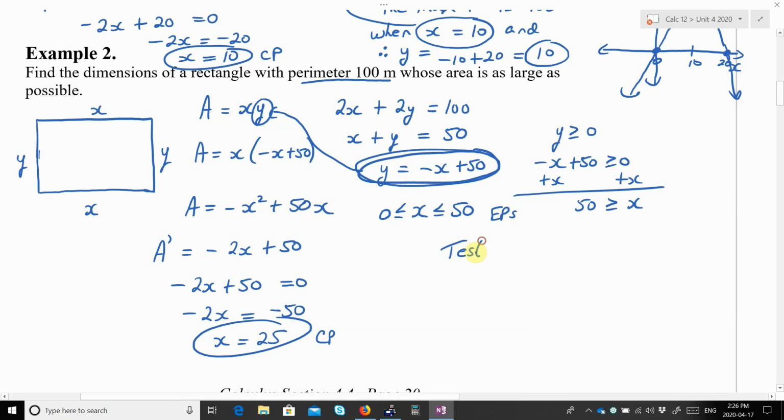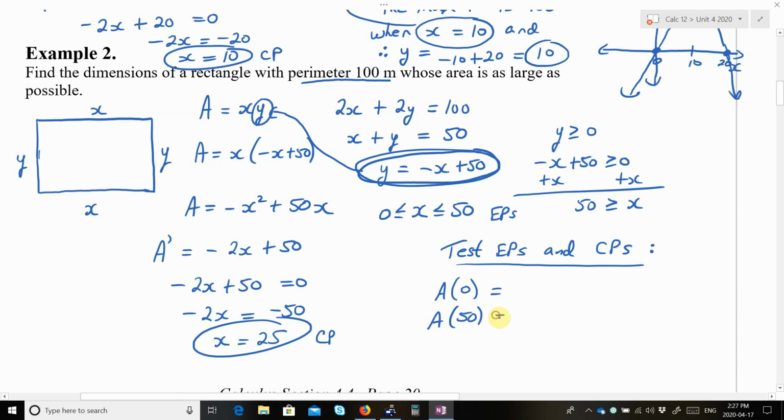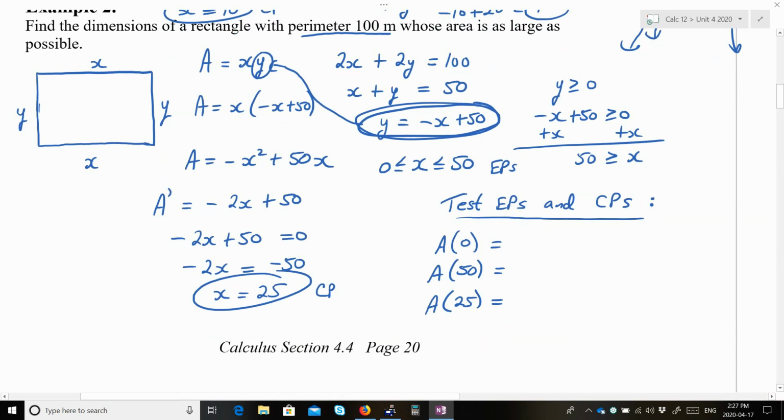And over here we are going to test the endpoints and critical points. Okay, in the area function, so we're interested in what's happening to the area as x approaches 0 or equals 0. What happens to the area when x hits 50, and what happens to the area at the critical point, x equals 25. Okay. We're trying to find the dimensions of a rectangle with this perimeter whose area is as large as possible. So we're looking for the max area.